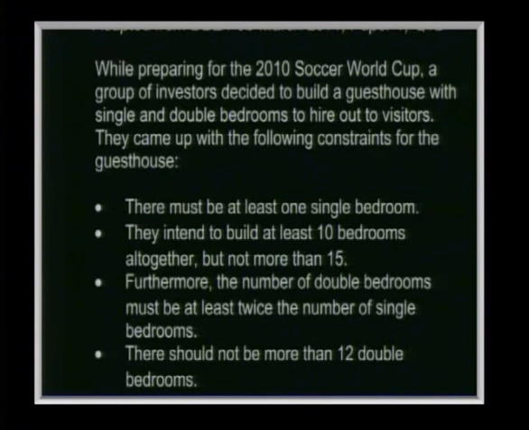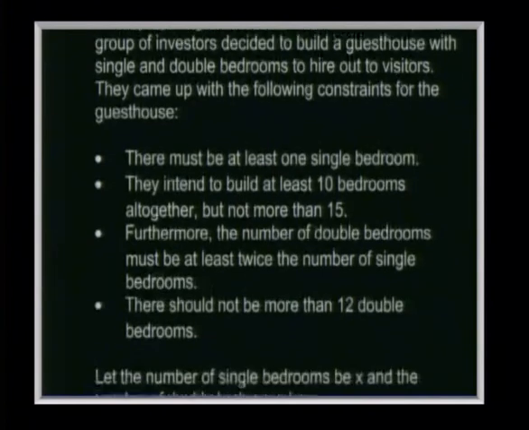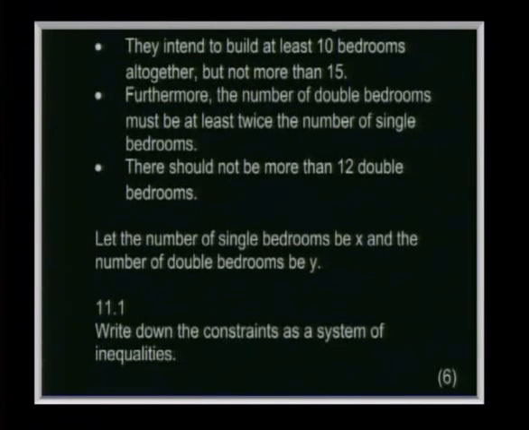Right, the constraints: at least one single bedroom. At least 10 bedrooms altogether, but not more than 15. A third constraint, the number of double bedrooms must be at least twice the number of single bedrooms. Always a difficult one to interpret, but we'll do it together. There should be no more than 12 double bedrooms. Let the number of single bedrooms be X and the number of double bedrooms be Y.